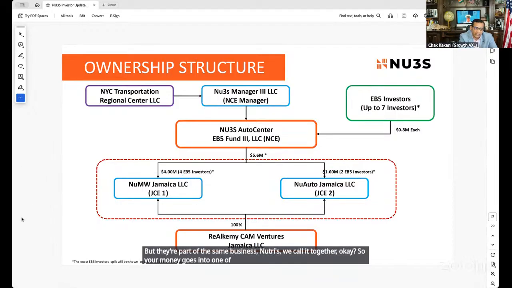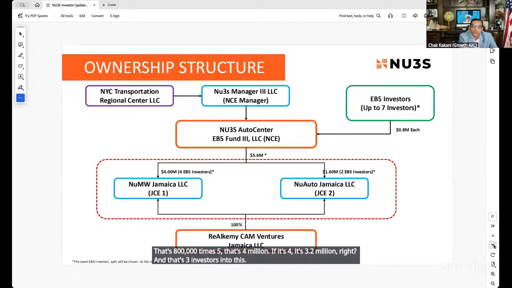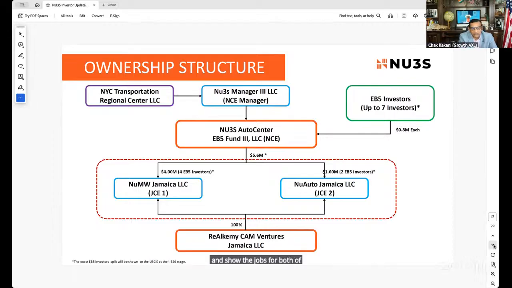So when we ask for 7 investors, we can send 3 or 4 or 5 investors into this. That's 800,000 times 5, that's 4 million. If it's 4, it's 3.2 million, right? And the rest go into the other, and we show the jobs for both of them. We do this division as we see fit. This is only applicable at the 829 stage when we show jobs to USCIS, but we have discretion to send people into one or the other JCE, okay?